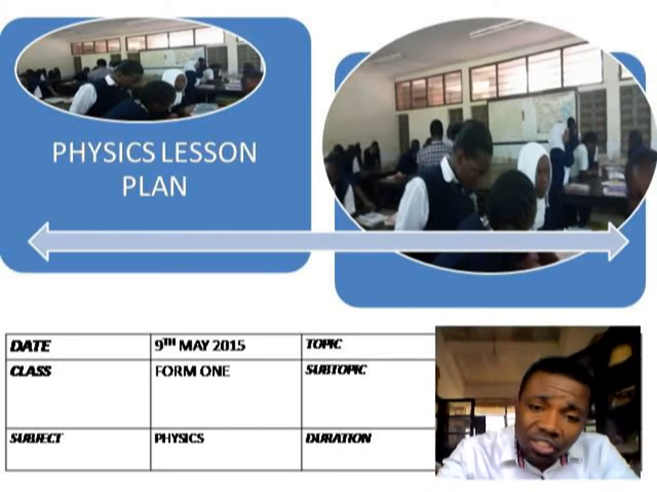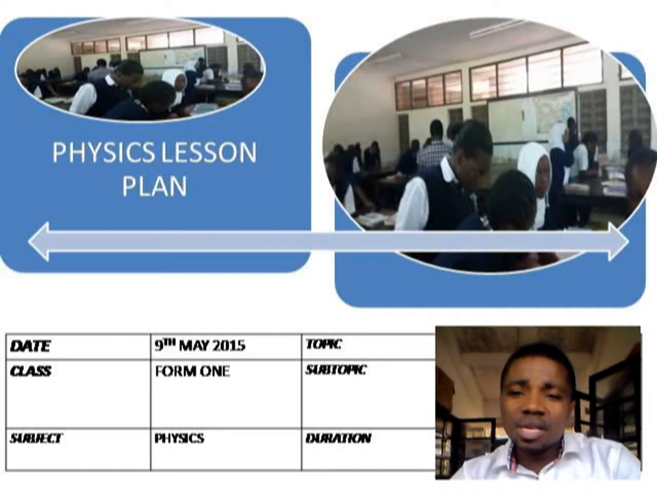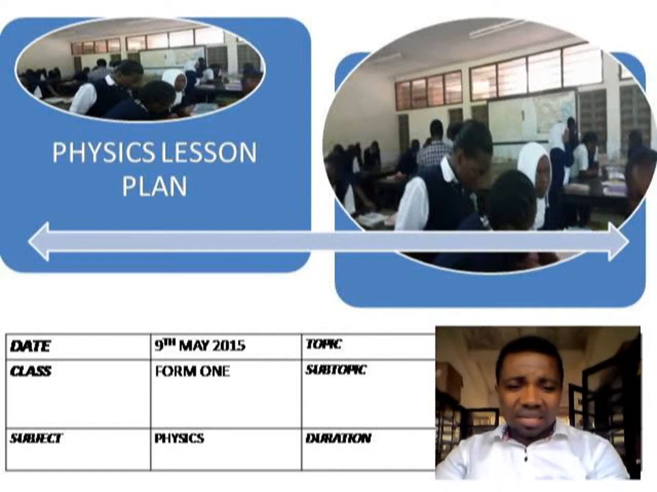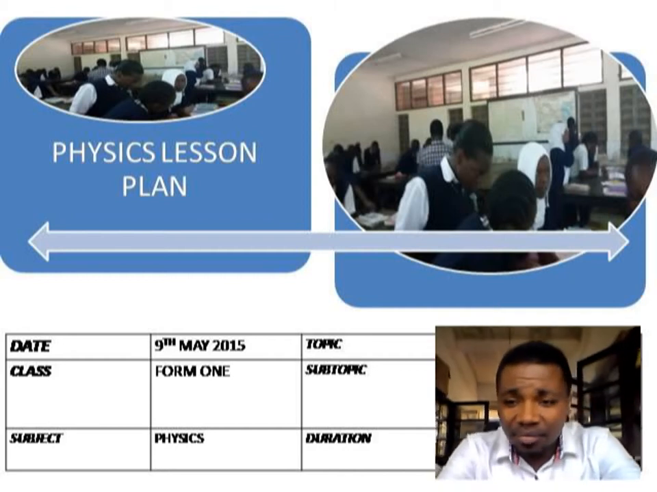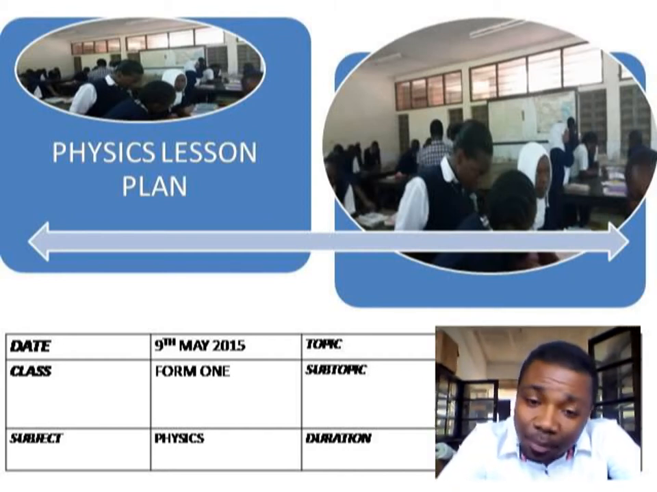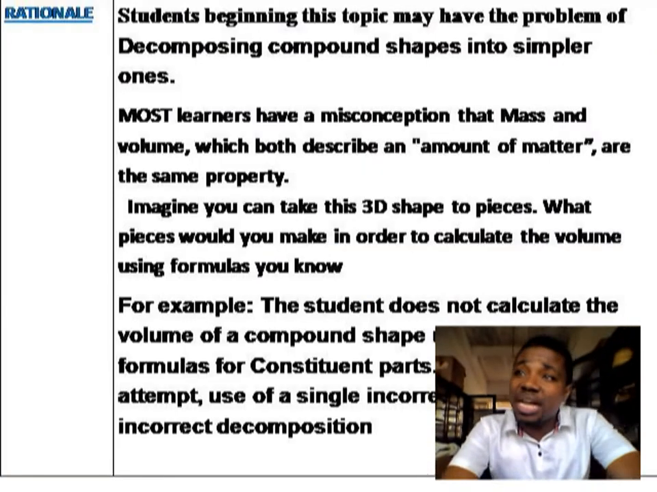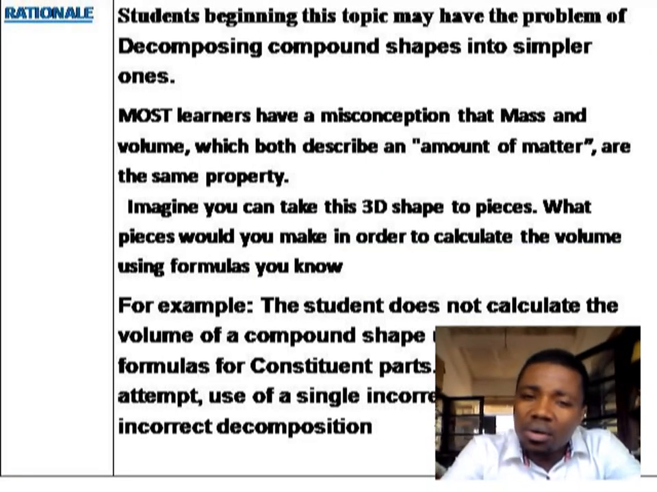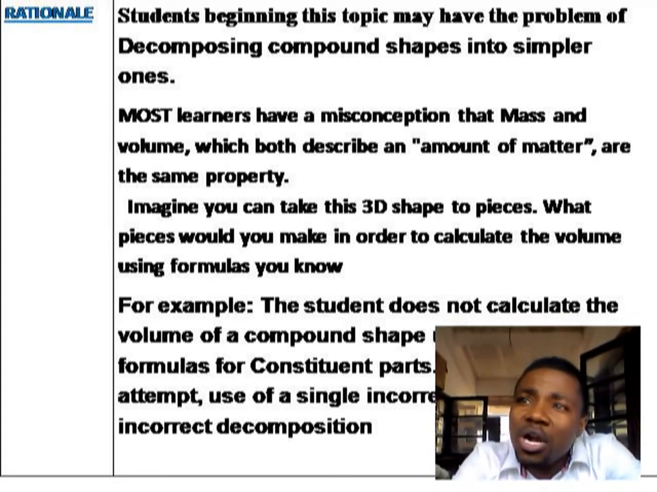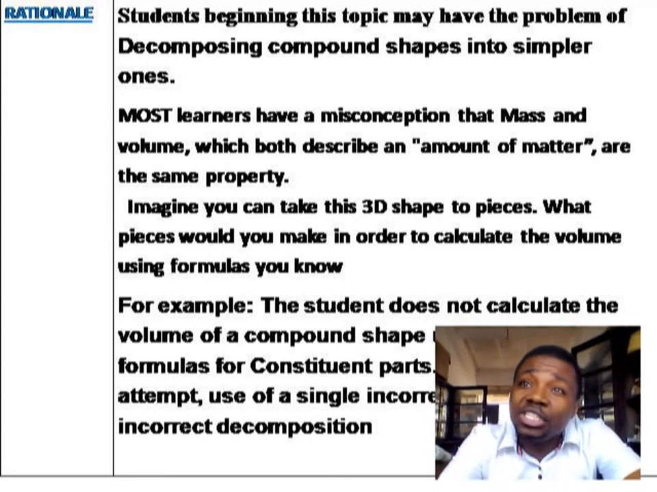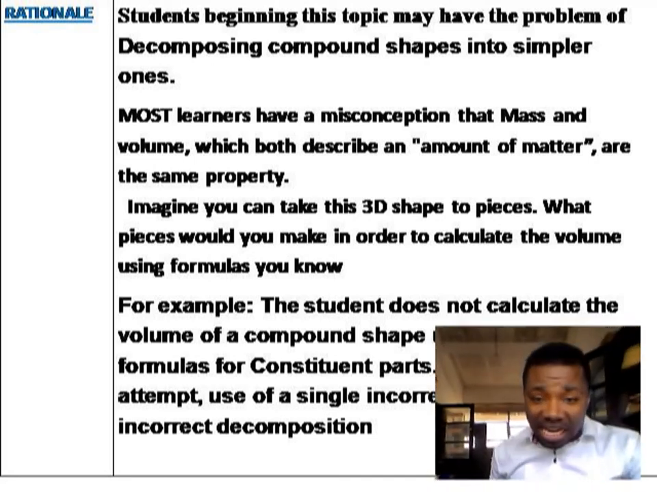A sample of the lesson plan that was trained and developed by the AEGIS includes the date, the class, the subject, the topic, and the subtopic. Then, the most important part is the rationale, the meaning of the rationale and the importance or significance. One of the goals of education is to prepare learners to contribute to the economic development of the country.